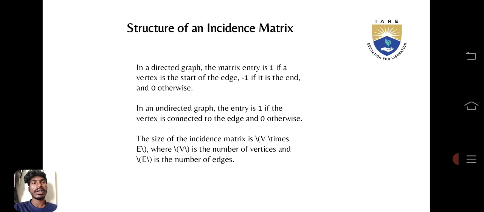Structure of an incidence matrix. In a directed graph, the matrix entry is 1 if a vertex is the start of the edge, -1 if it is the end, and 0 otherwise. In an undirected graph, the entry is 1 if the vertex is connected to the edge and 0 otherwise. The size of an incidence matrix is V by E, where V is the number of vertices and E is the number of edges.